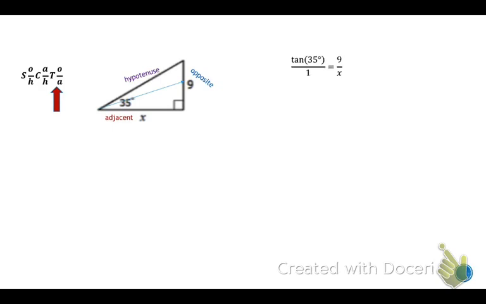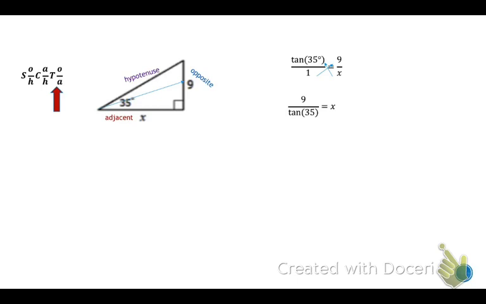Put them both over 1, cross multiply. So I get 1 times 9 equals x times the tangent of 35. Well, 1 times 9 is just 9. Now I have 9 equals x times tangent of 35. I need to get that x by itself, so it's being multiplied by tangent of 35. Opposite of multiplication is division, so I'm going to divide by the tangent of 35. Tangent of 35 divided by tangent of 35 is gone, so I'm left with x equals 9 divided by the tangent of 35.